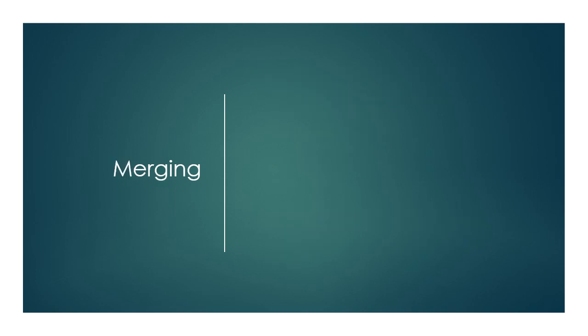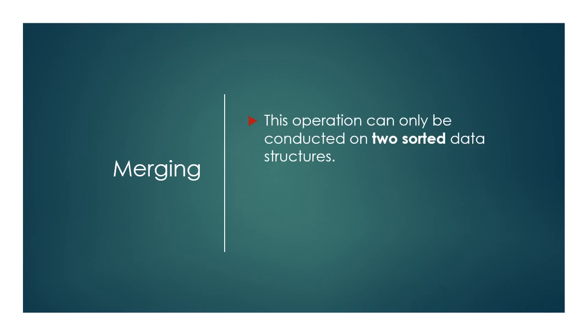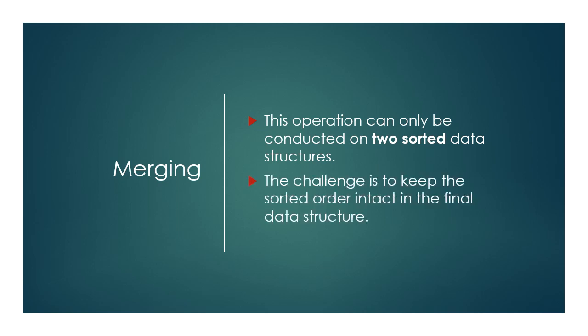Merging is taking two sorted data structures and joining them in such a way that the final data structure is also sorted. This operation can only be conducted on two sorted data structures. The challenge is to keep the sorted order intact in the final data structure.